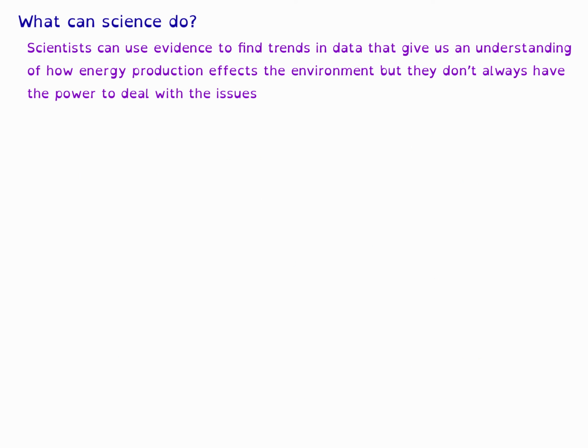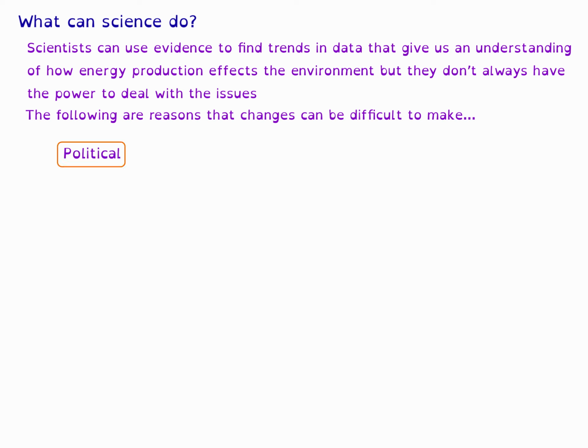Scientists can use evidence to find trends in data that give us an understanding of how energy production affects the environment, but they don't always have the power to deal with these issues. The following are reasons that changes can be difficult to make: political, social, ethical, and economic. You may have to comment on these things to answer a question in the exams.